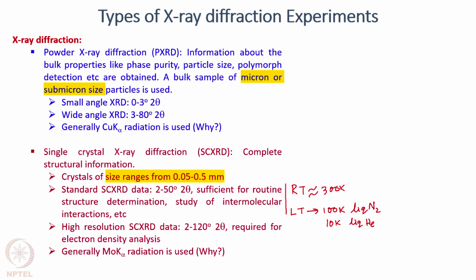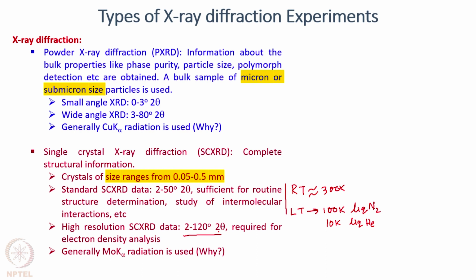But if we need further information other than just the structure solution, if we want to know the electron density distribution in a molecule, if we want to identify the hydrogen bonds, if we want to model the intermolecular interaction regions and determine the electron density distribution between two molecules, how they are interacting, we need high resolution single crystal data. In that case the data that we collect has a much wider range, from 2 to 120 degrees in 2 theta, and this is required for electron density analysis.